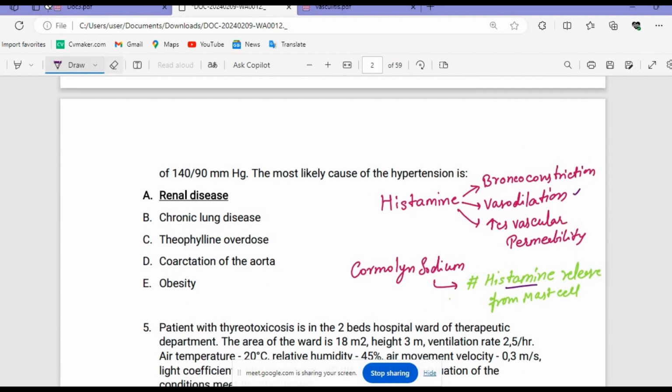Can I just erase this one? I hope everyone wrote it. So I'm just erasing it, okay?